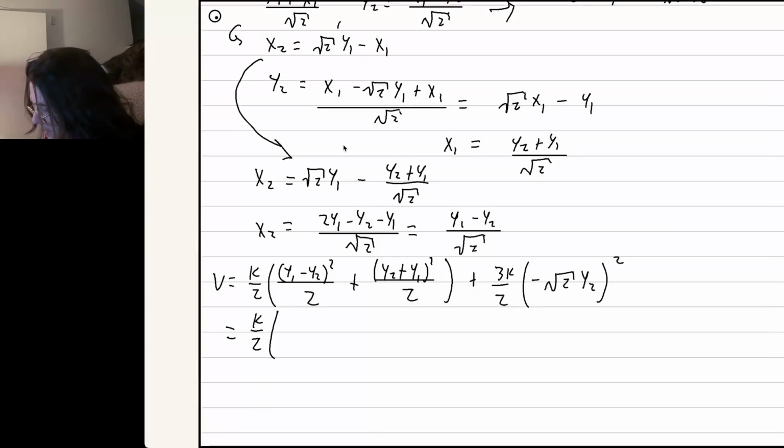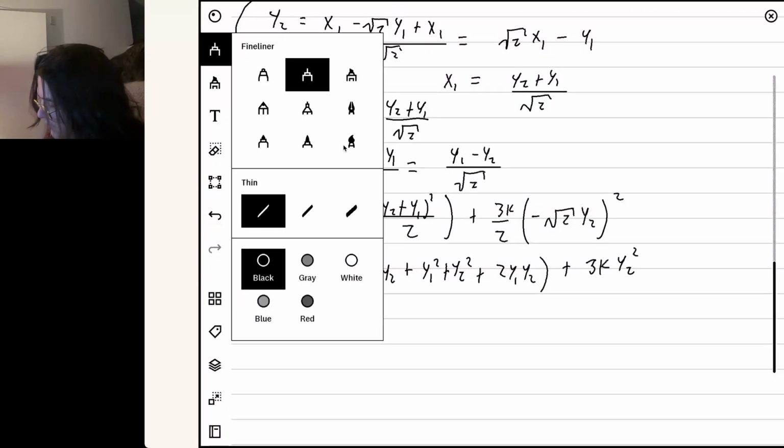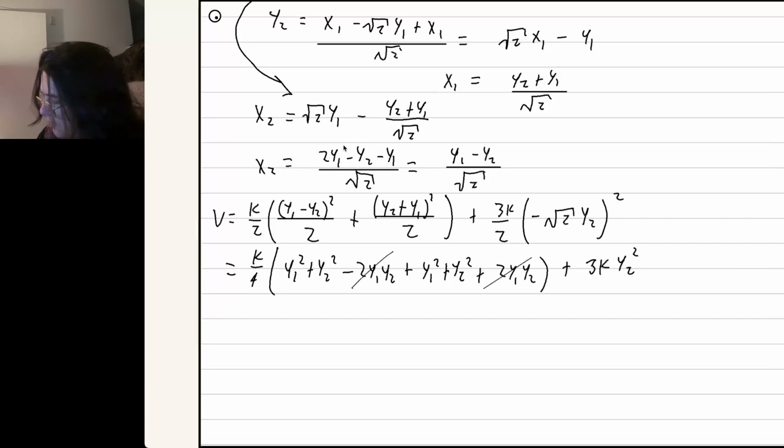And we'll go ahead and expand these inside of the parentheses. I'm going to factor out that factor 2. We'll have y1 squared plus y2 squared minus 2y1 y2 plus y1 squared plus y2 squared plus 2y1 y2. So the cross terms are going to cancel out. On the other end, the 2 will cancel out. It's just going to be 3k y2 squared over there. Cross terms go bye-bye. And we'll factor 2 out again. So we'll just have k over 2 (y1 squared plus y2 squared), and 3k y2 squared.